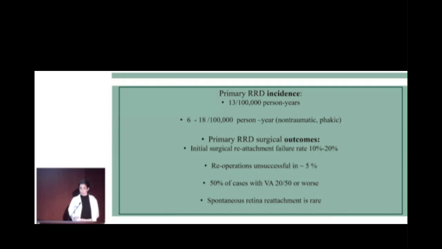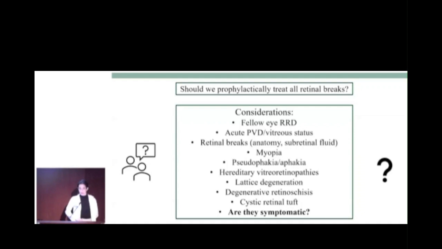And then, like most of us know, reattachment spontaneously is rare, so we intervene, and that's why it's a worthwhile goal to try to prevent a rhegmatogenous retinal detachment. So then we get to the question of the examples, which I think is kind of interesting to have all of us think about what we would do, right?